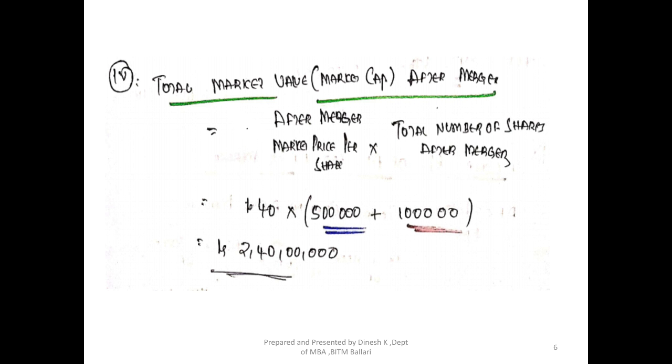How do we get 1 lakh? Before merger it was 2 lakhs. 2 lakhs multiplied by 0.5, it comes out to be 1 lakh, right? So by taking into consideration these two, multiplied by post merger market price, we will get the total market value as 240 lakhs. Fine. By which we will complete our question number 4. Thank you.